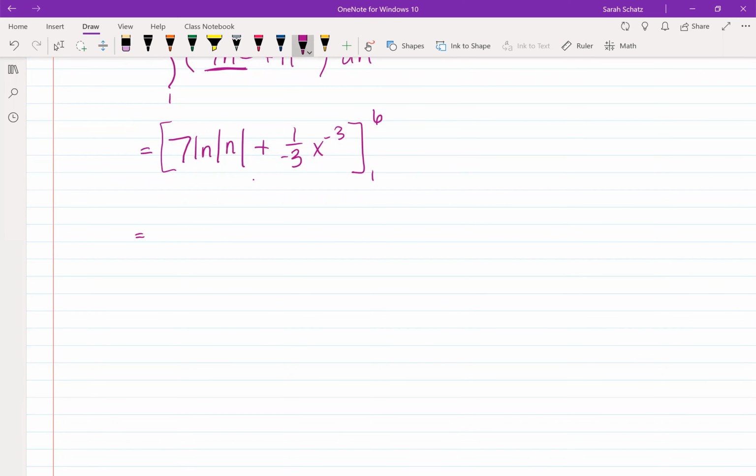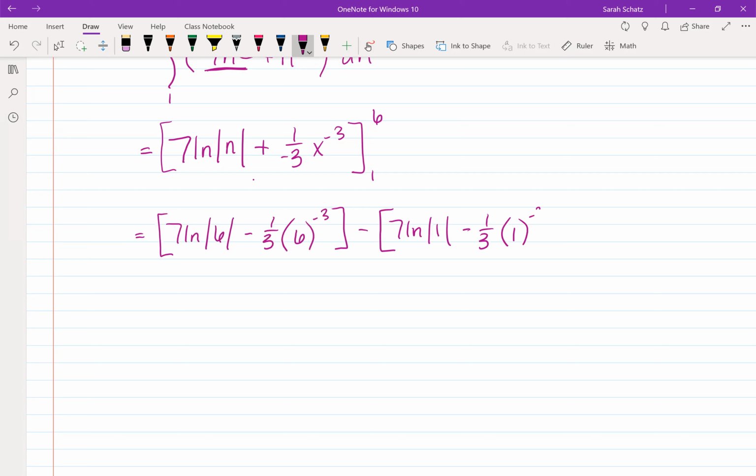All right, so let's put a 6 in where there's n's, and that'll be your first term. So we'll have 7 times the natural log of the absolute value of 6, minus 1/3 times 6 to the negative 3. And then over here, we'll put a 1 in for everything. So we'll have 7 times the natural log of the absolute value of 1 minus 1/3 times 1 to the negative 3. So the one with the ones is going to turn out pretty easy.